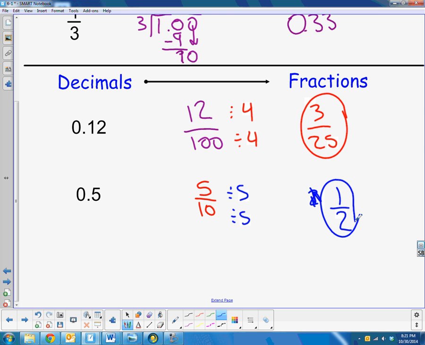So fractions to decimals, we divide, numerator divided by the denominator. Decimals to fractions, we use that place value to say the number, 12 hundredths, and then we reduce. So we look at that last number, and that becomes our denominator. That's review.